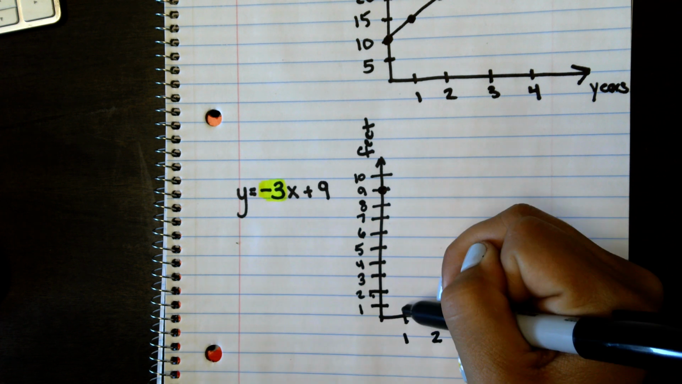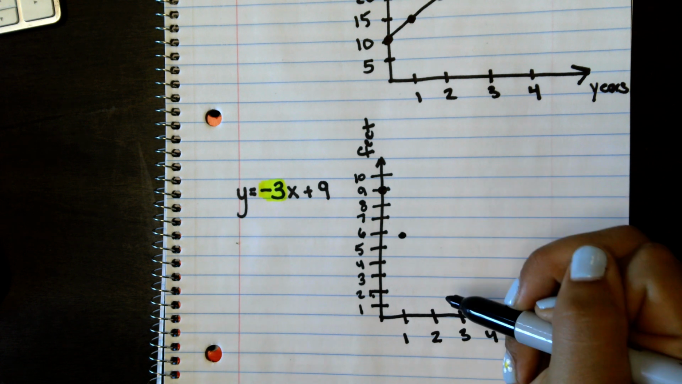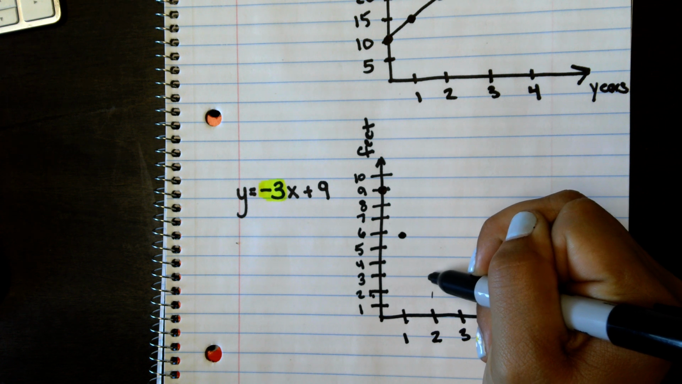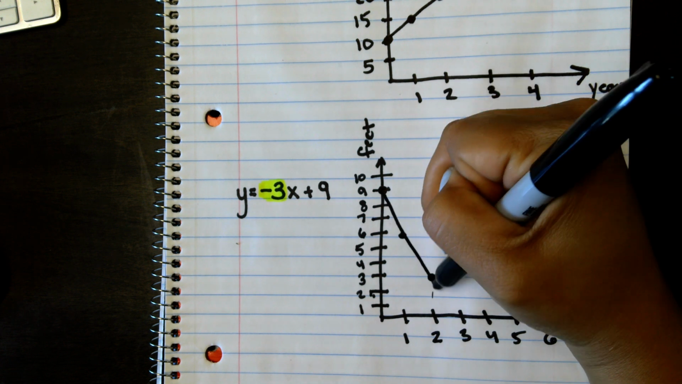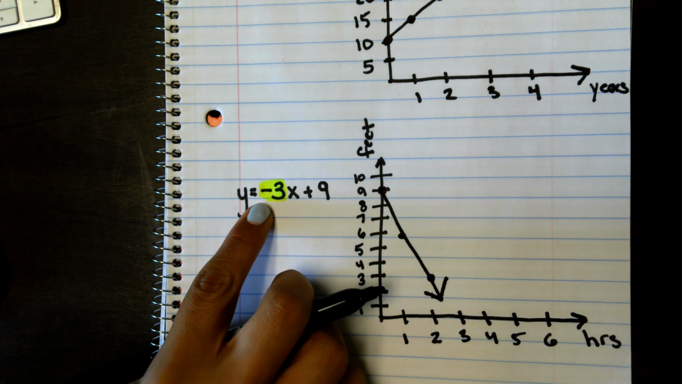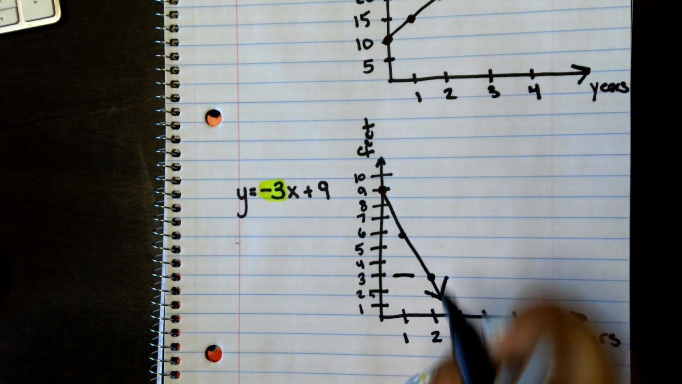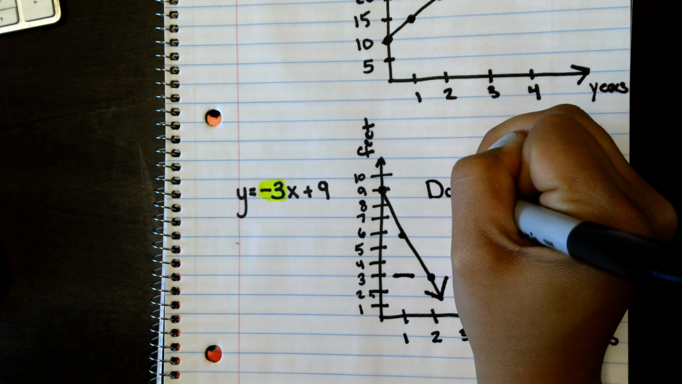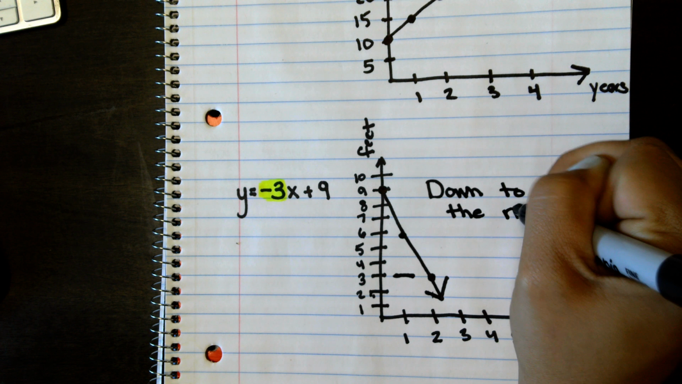So after 1 hour, it's decreased by 3, so I would now be at 6 feet. After 2 hours, it decreases by 3. I would now be at 3 feet, so on and so forth. So I draw my line, and the context and the fact that there's a negative here tells me, yeah, that the slope is negative. But if I were to just look at the graph, I would know because it is going down to the right.